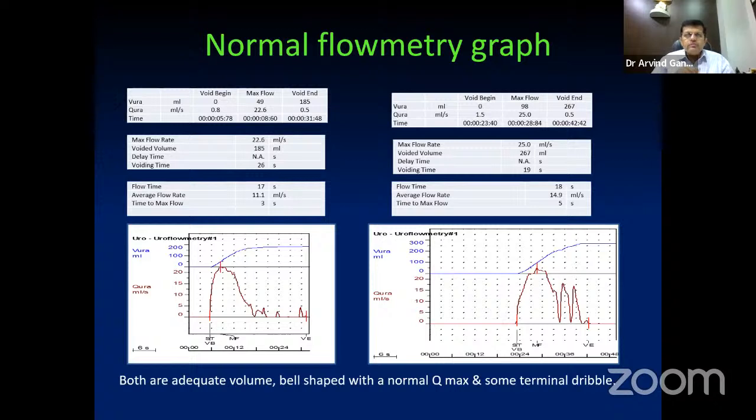So let's go ahead with a few normal uroflowmetry graphs before we go to a few pathological ones. So this would be a typical normal graph. You see that the patient has voided with an adequate volume. The volume is approximately 185 ml. The maximal flow rate is 22. And you can see that it is a bell-shaped curve. The only finding is some amount of terminal dribbling, which is seen many times in normal females and sometimes even in males.